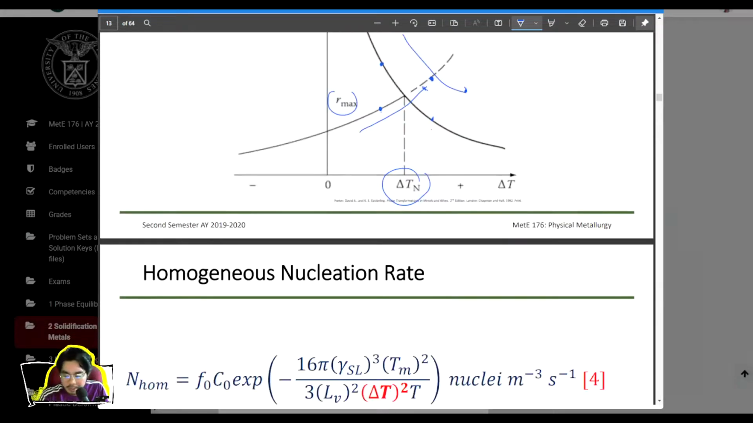So, I'll probably extend mga 2 minutes lang class, no? Tapusin ko lang hanggang heterogeneous nucleation.